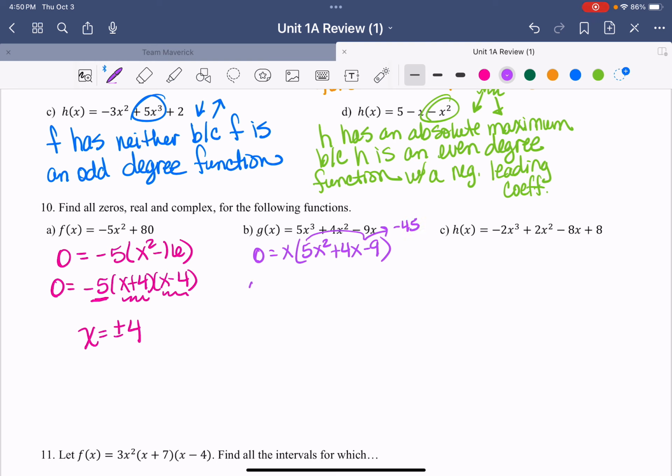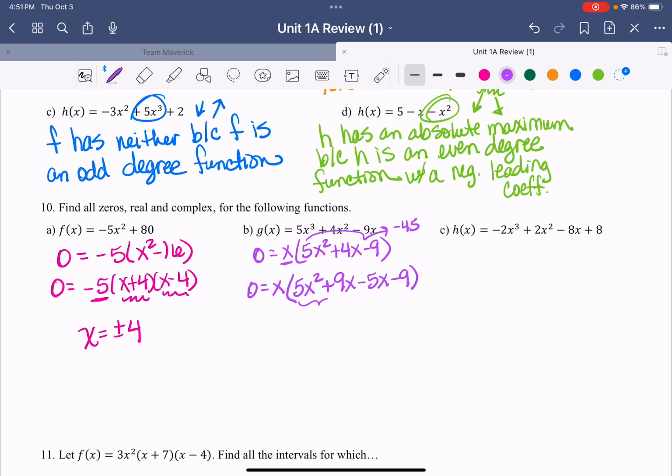All right, so 0 equals, I cannot drop this guy off. He is very important, but I'm going to split that middle term. So I need 2 numbers that multiply to give me negative 45, and combine to give me 4. So that would be a positive 9 and a negative 5. If you don't know your multiplication facts, that makes that a lot harder for you. Plus 9x minus 5x minus 9.